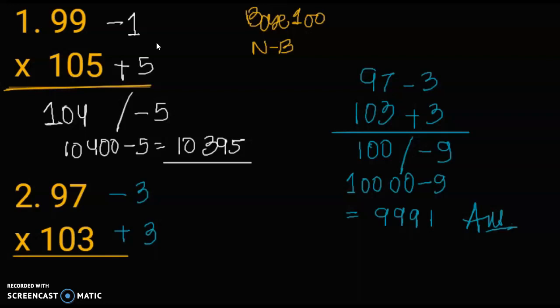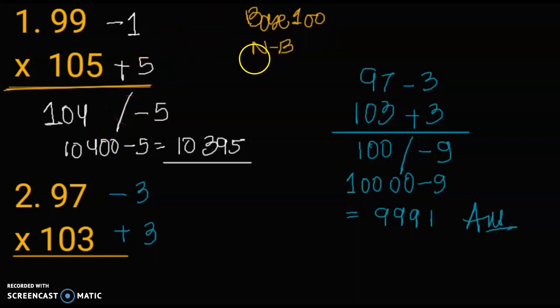As you can see, the first question is 99 times 105. Both the numbers are close to base 100, but one is less than the base and the other is greater than the base. So this is a different case when we have one number less than the base and the other number greater than the base. How do we perform multiplication quickly and fast? Let us try to understand the steps.